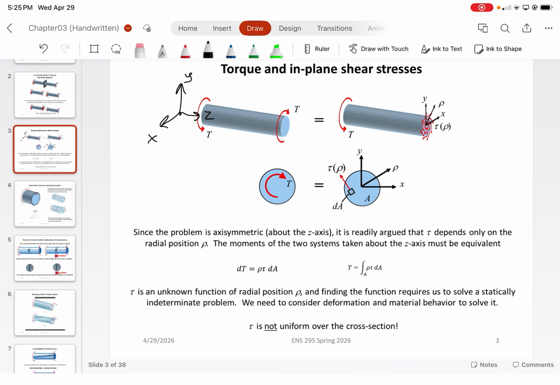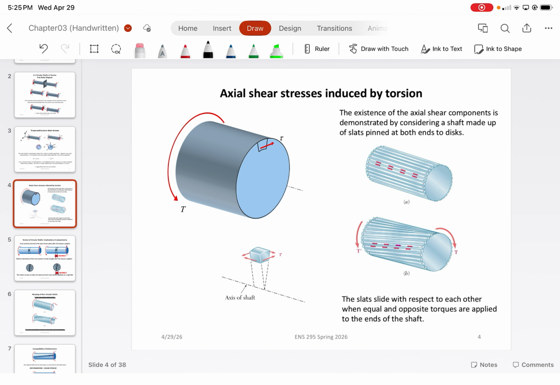So again, the shear stress is not uniform across the cross-section. What we'll find is that it actually increases outwards as we go further away from the center of the cross-section, which we'll get into in a little bit. But so, axial shear stress induced by torsion.